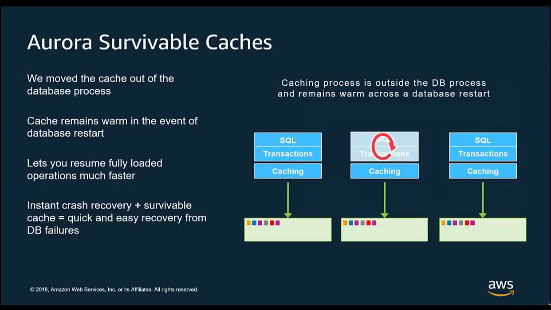Now, I talked about Aurora a minute ago, and Aurora is wire compatible with MySQL 5.6, 5.7, and also with Postgres. And so what that means is that from an application perspective, your application doesn't know the difference.